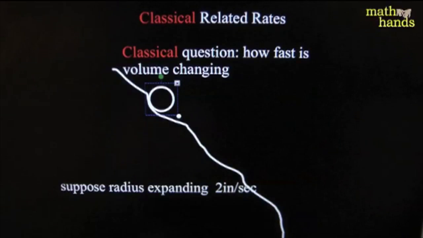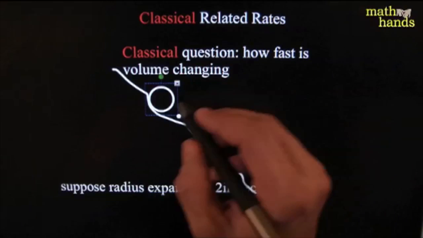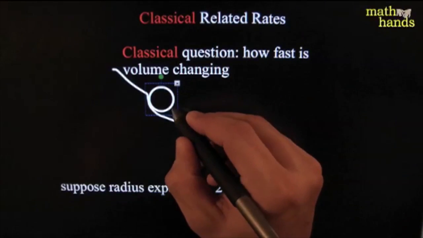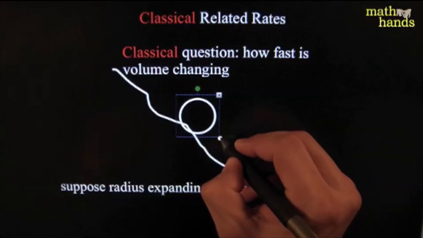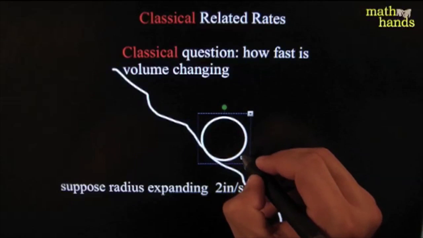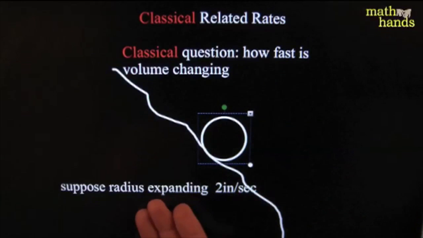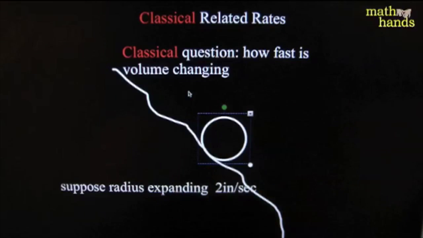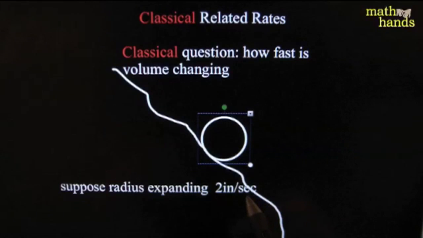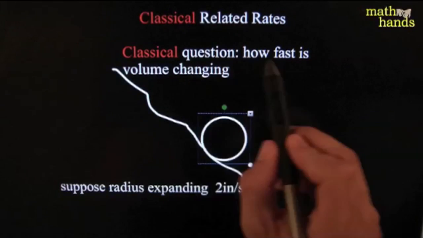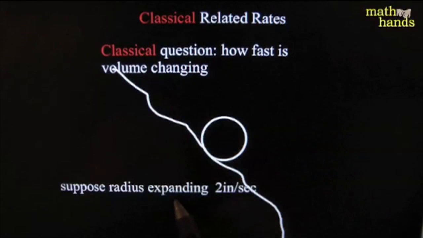Alright, so now we've got ourselves a classical problem. We've got a snowball, and the snowball is rolling down the mountain. As it rolls down the mountain, it keeps getting bigger and bigger because it collects more and more snow. And then we've got a simple but classical problem. How fast is the volume changing if the radius is expanding at 2 inches per second? That's the question.